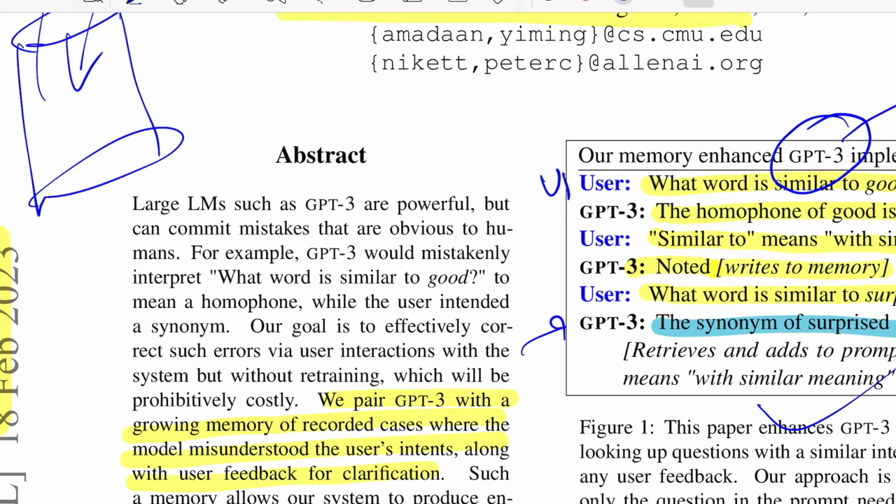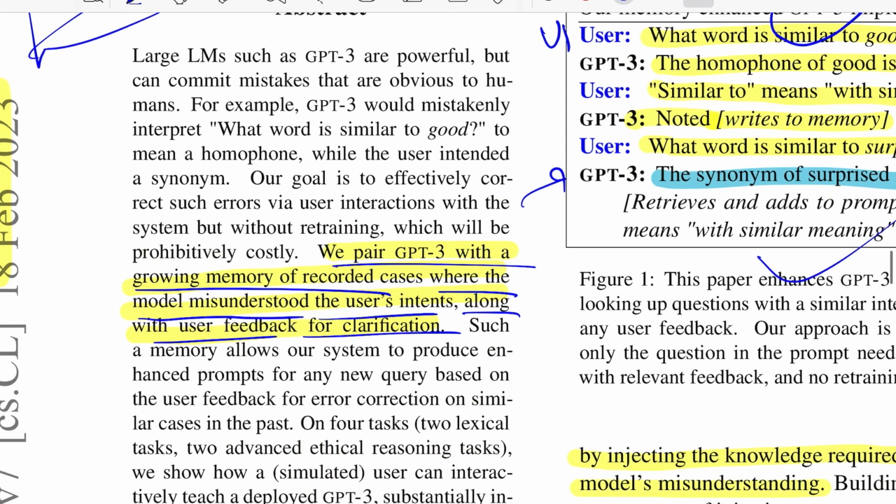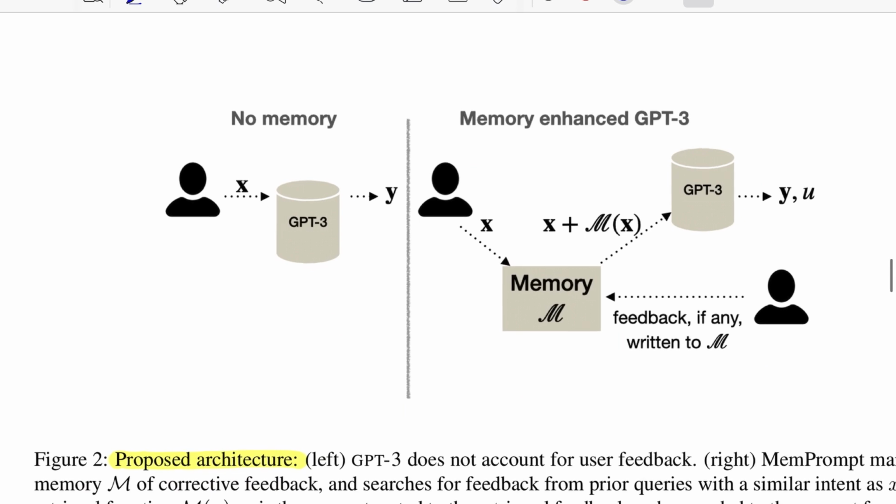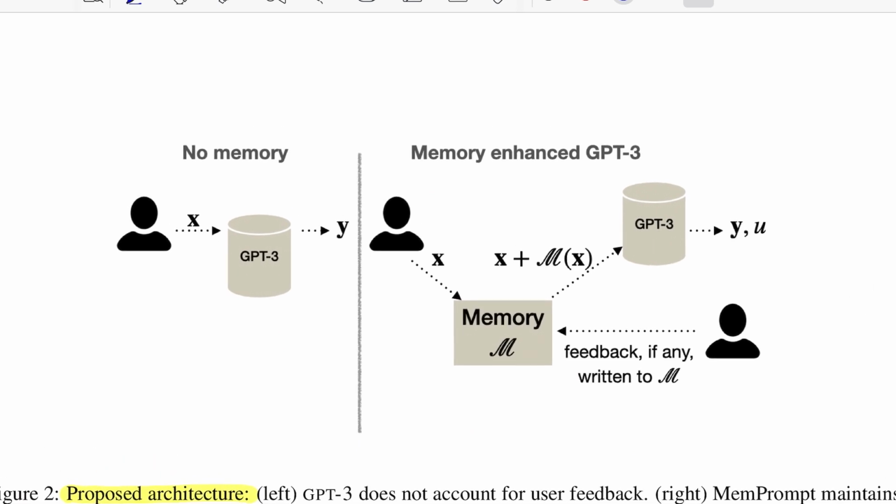They have also written that they pair GPT-3 with a growing memory of recorded cases where the model misunderstood the user's intents, along with the user feedback for clarification. Such memory allows our system to produce enhanced prompts for any new query based on the user feedback for error correction in similar cases in the past. So to understand this clearly, let's now directly delve into the architecture of what they propose.